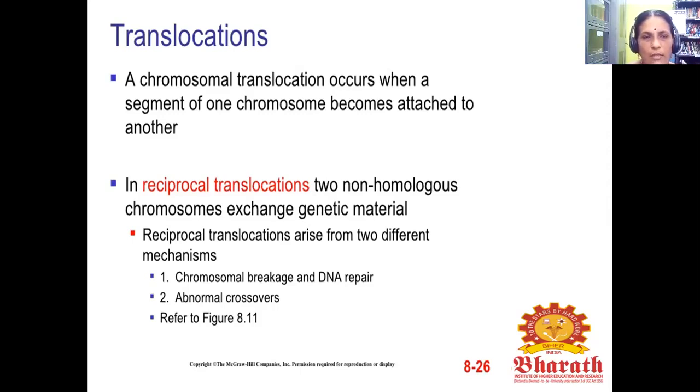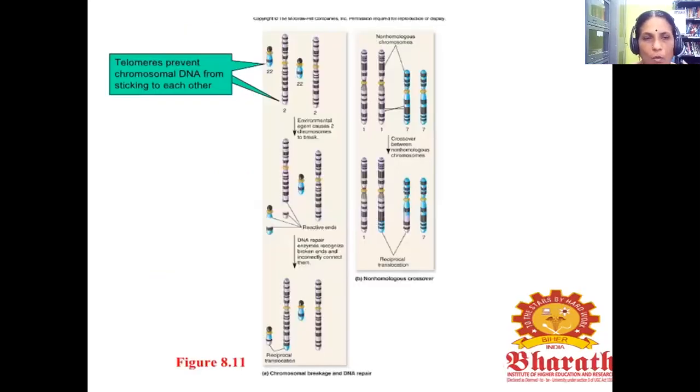A chromosomal translocation occurs when a segment of one chromosome becomes attached to another. In reciprocal translocation, two non-homologous chromosomes exchange genetic material. This arises from two different mechanisms: one is chromosomal breakage and DNA repair, the second is abnormal crossover.